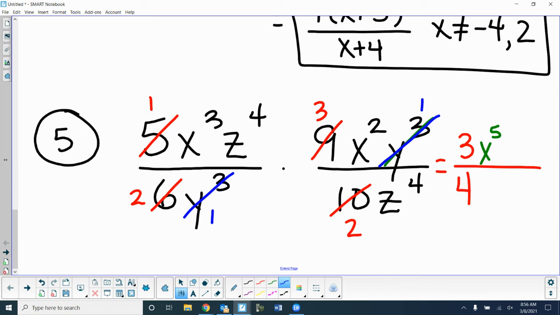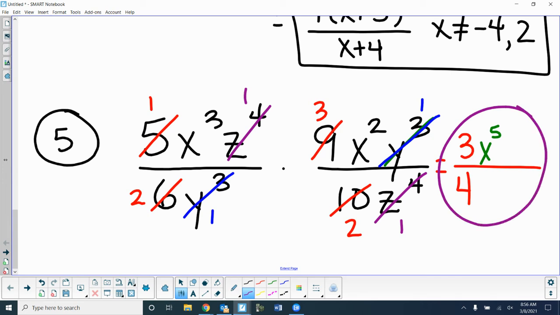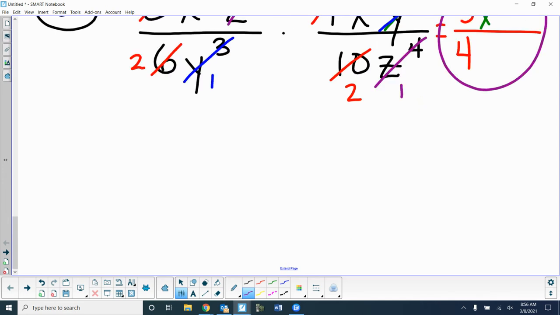What about the Z's? They cancel too. There's the same amount top and bottom, right? So my answer is this. Okay? So again, I do not have to factor because it's already in factored form basically, right? It's all multiplication. There's no addition or subtraction symbol.